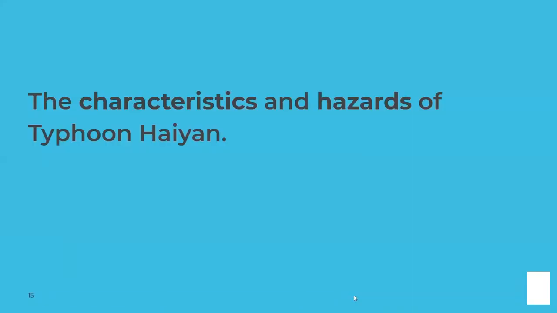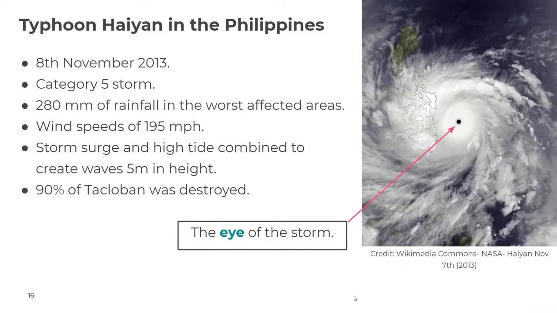So we're now going to consider the characteristics and hazards of Typhoon Haiyan. So what was it like and what made it so dangerous? So Typhoon Haiyan in the Philippines refers to when the typhoon itself actually made landfall in the Philippines, and that was on the 8th of November in 2013. And it was a category 5 storm as it made landfall.